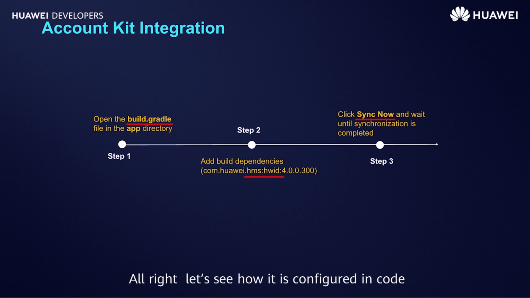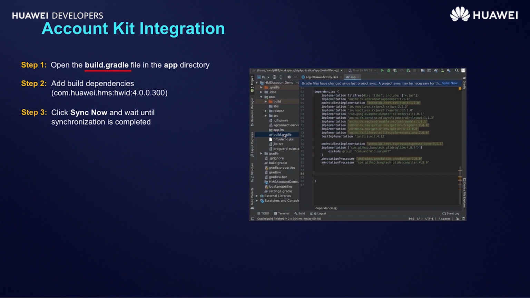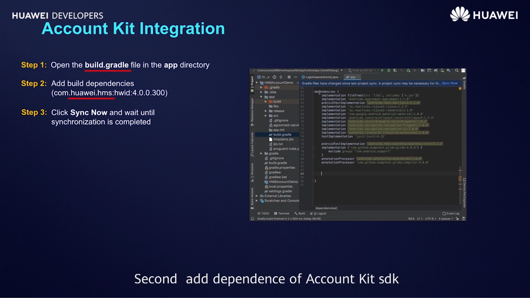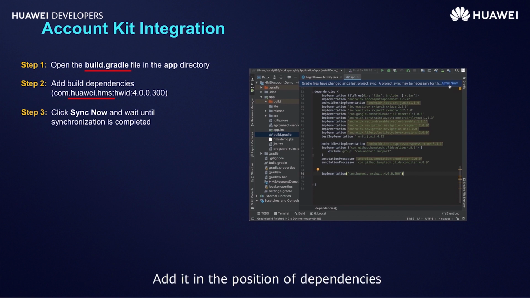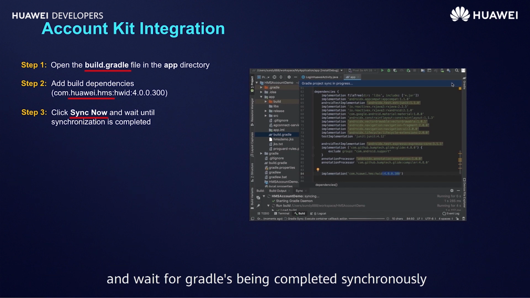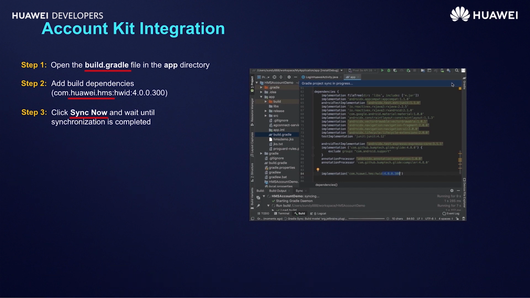Alright, let's see how it is configured in code. Code display. First of all, open the build Gradle file under the app catalog. Second, add the dependency of Account Kit SDK. Add it in the dependencies position. The version we use here is 4.0.0.300. Then click Sync Now and wait for Gradle to complete synchronization. Then we may use the SDK of Account Kit.